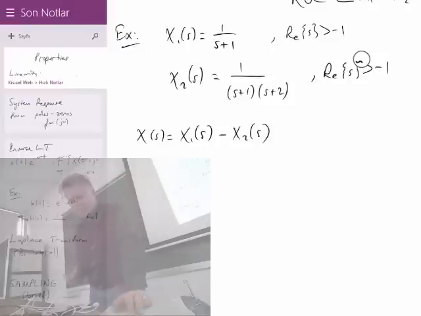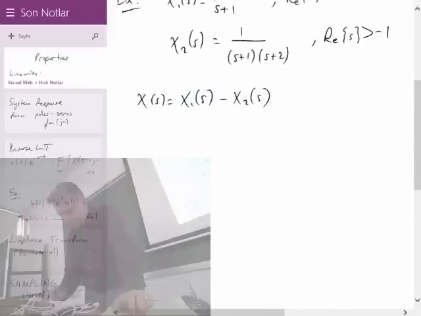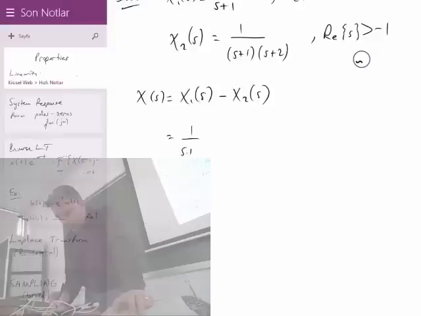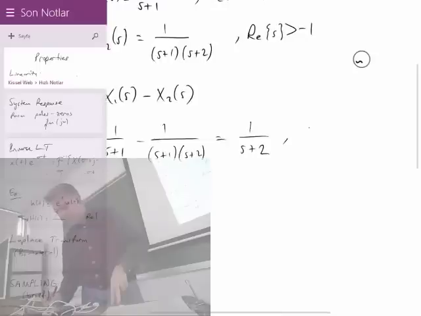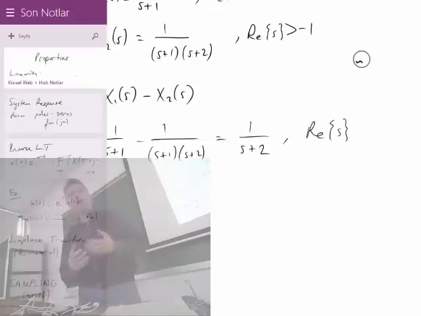Let's subtract them first. That is equal to 1 over s plus 1 minus 1 over (s plus 1)(s plus 2). And suddenly you see it to be equal to 1 over s plus 2, because the s plus 1 terms just cancel. There is an s plus 1 term in the denominator, but we incorporate an s plus 1 term in the numerator with this combination. And the new thing is 1 over s plus 2. And the region of convergence is real part of s, since it's a combination of two right-hand sided signals, it is a right-hand sided signal, right of the pole. It's greater than minus 2.